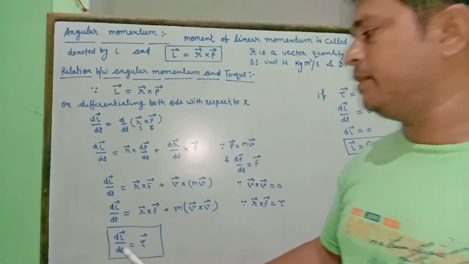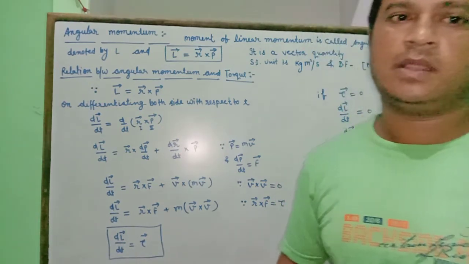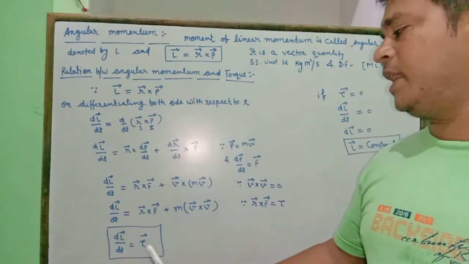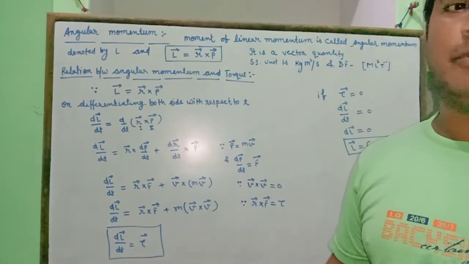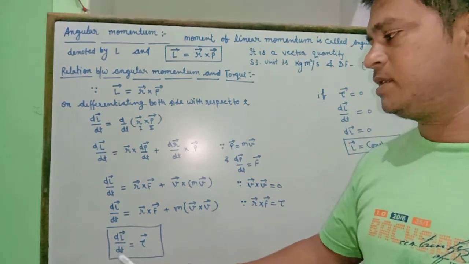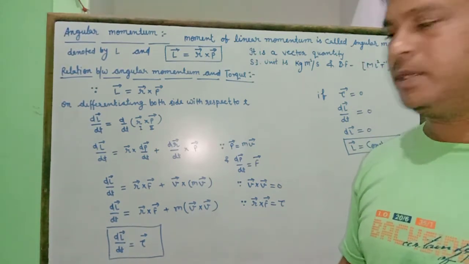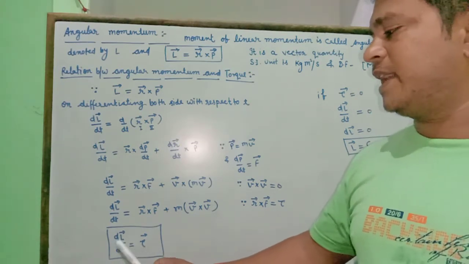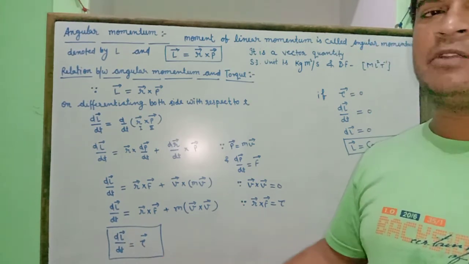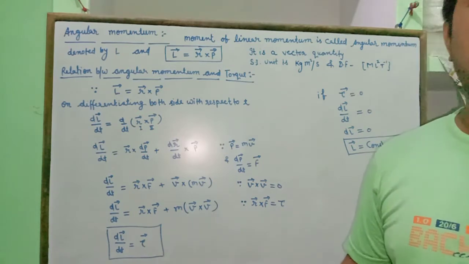This is the relation between angular momentum and torque. From this relation, we can explain torque as the rate of change of angular momentum. dL over dt means rate, time rate. d means change, L means angular momentum. That is, the time rate of change of angular momentum is called the torque.